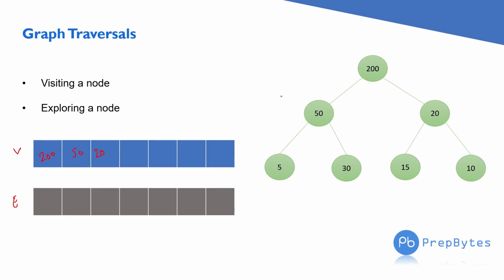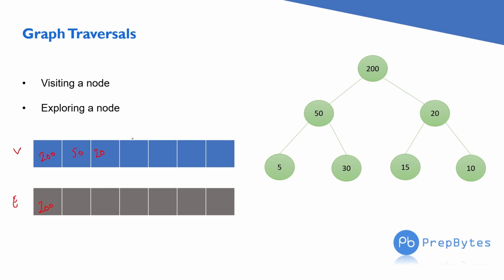Once all the neighboring or adjacent elements of my 200 node are also present in the visiting array, at that time it is said that 200 is now explored.